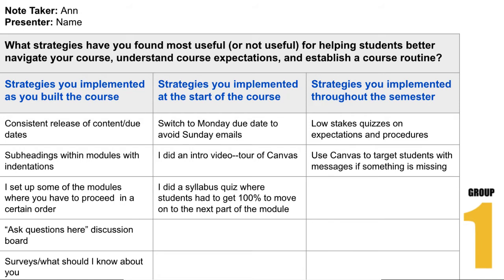And then a lot of the other things were kind of providing for easy exchange of information. So using things like a syllabus quiz or low stakes quizzes to set up expectations and make sure those expectations are clear. Things like a video tour of Canvas and giving students a way to get to know your course, and giving you a way to get to know your students through things like pre-course surveys. And then kind of as you go, using targeted Canvas messages to reach out to specific groups of students.